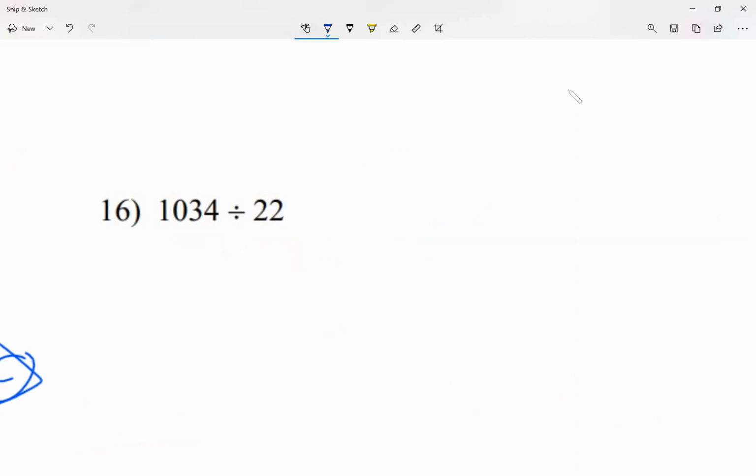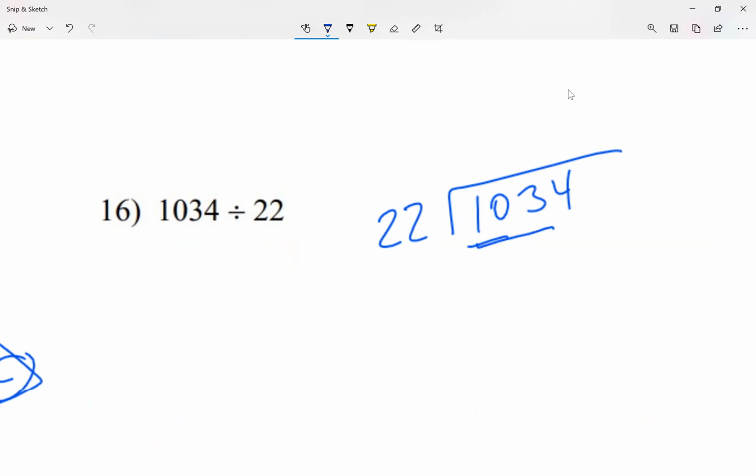1034 divided by 22. Okay, so let's take a look. 22 into 1034. Now I start with 2 digits. 22 goes into 10. Not really, because 10 is smaller. 22 goes into 103. Well, 22 is about 20. 103 is about 100. So I ask myself, how many times does 20 go into 100? Sounds about 5. Again, I'm gonna take a guess. We're gonna start with a good guess. My goal is trying to get as close as possible without going over.